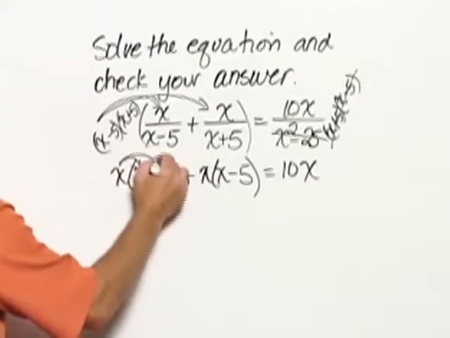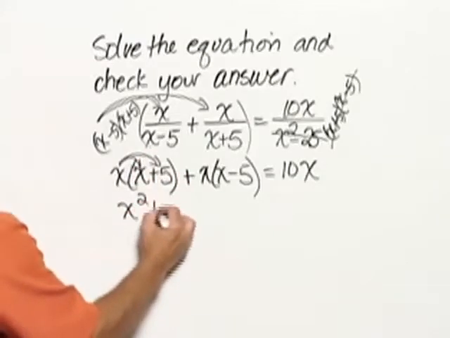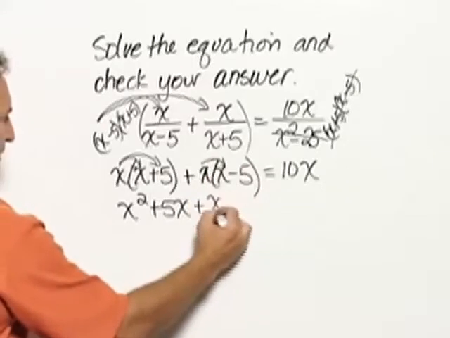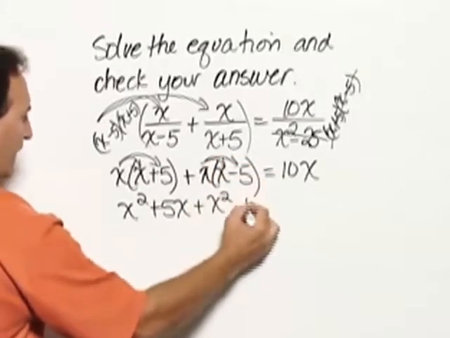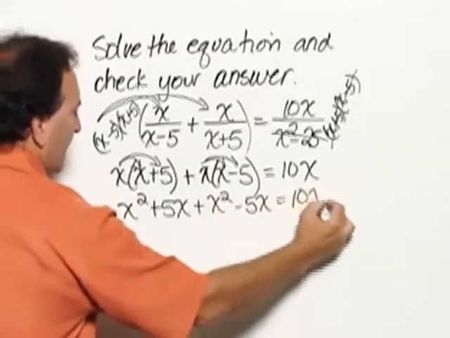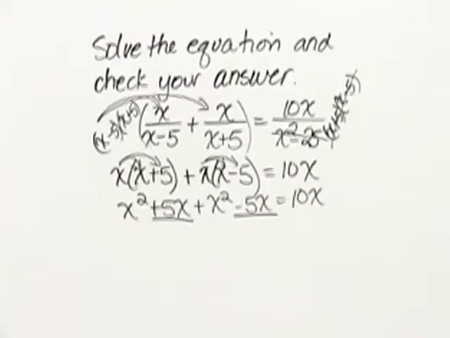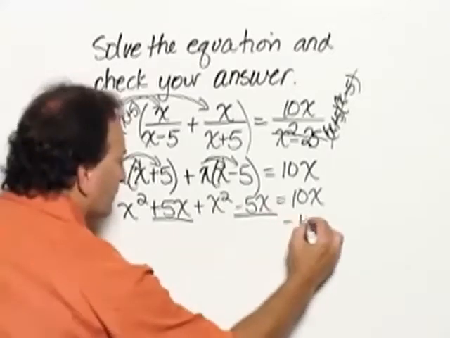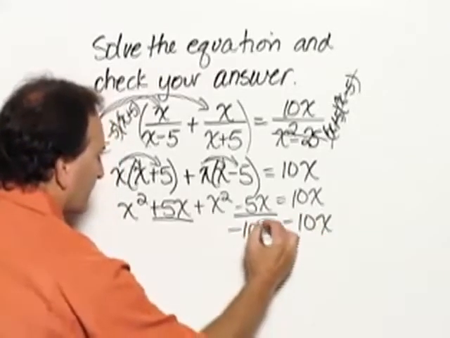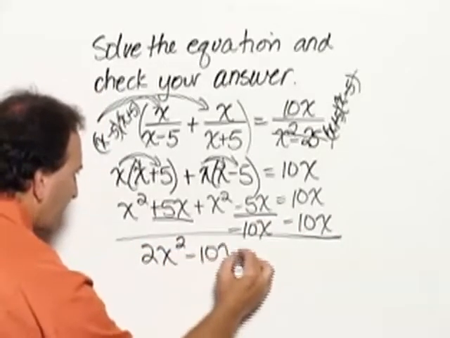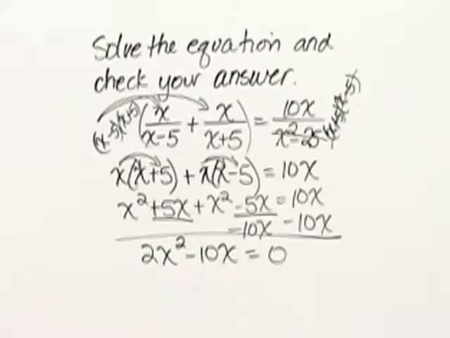Now we have to distribute the x, which gives us x squared plus 5x, and then distribute the x here, which gives us x squared minus 5x, and that equals 10x. Now, the plus 5x and the minus 5x will add up to 0. x squared plus x squared is equal to 2x squared, but we'll also subtract 10x from each side, so that what we have is 2x squared minus 10x equals 0.